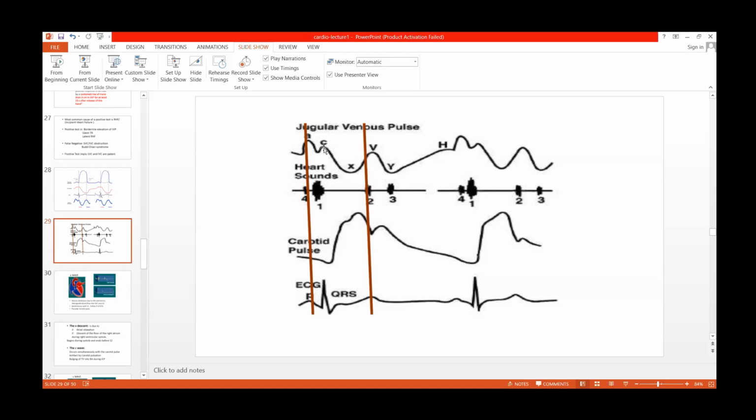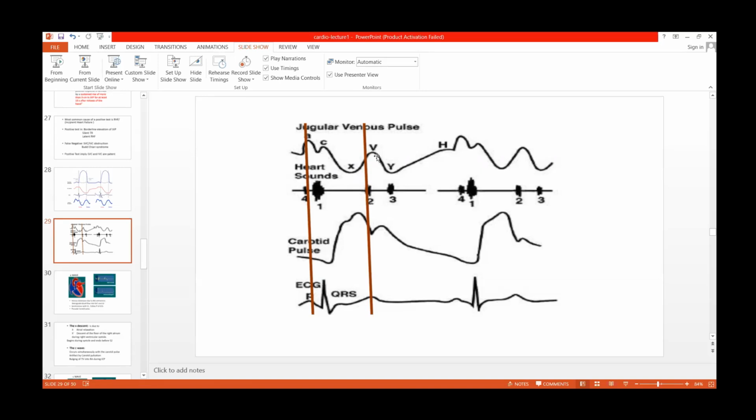So what is X descent? X descent is basically the ejection phase, and after this ejection phase the second heart sound is produced. So it will be coinciding. It occurs just before the V waves, and after the left ventricular contraction has ended and the diastole has started, then before that the atrial relaxation will set in and there will be V waves.